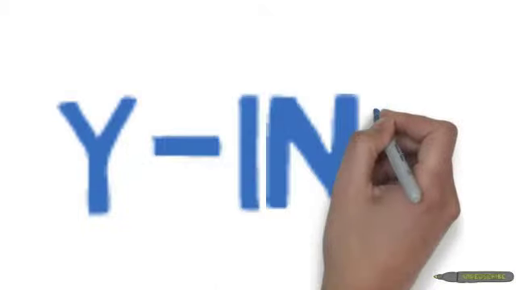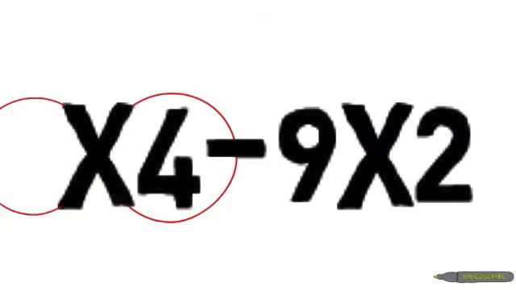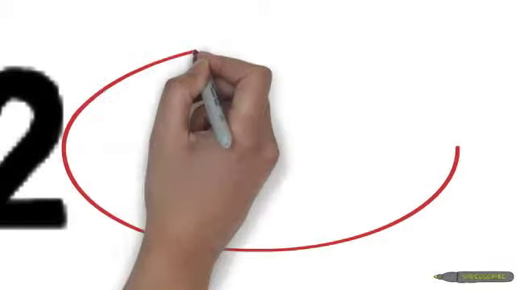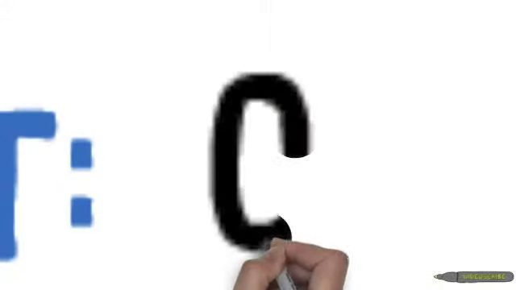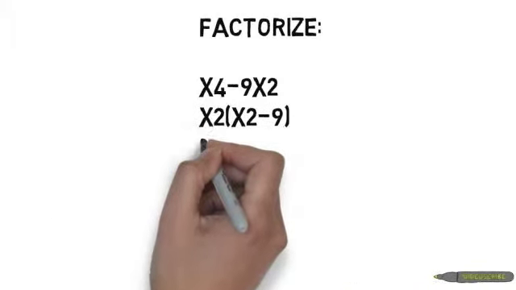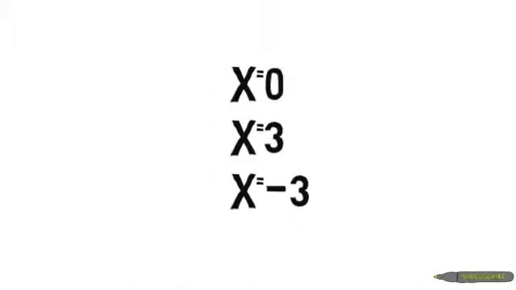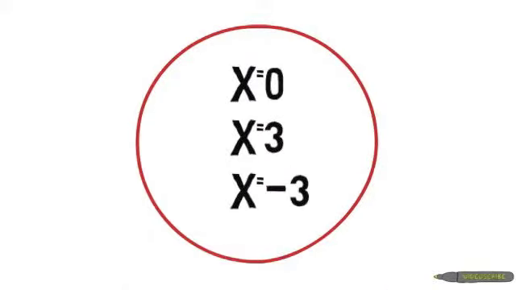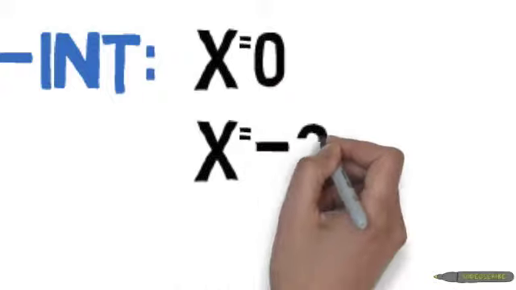To get the y-intercept, you have to look for the number with no variable. In this case, we do not have a y-intercept, so it's going to be 0. In order to find the x-intercepts, we have to factorize the equation and isolate the x. Those are our x-intercepts: x equals 0, x equals -3, x equals 3.